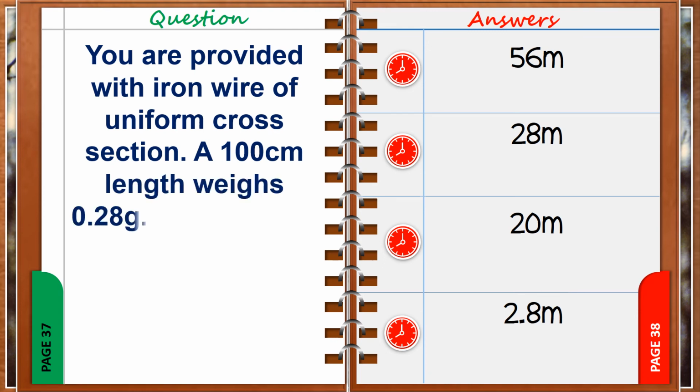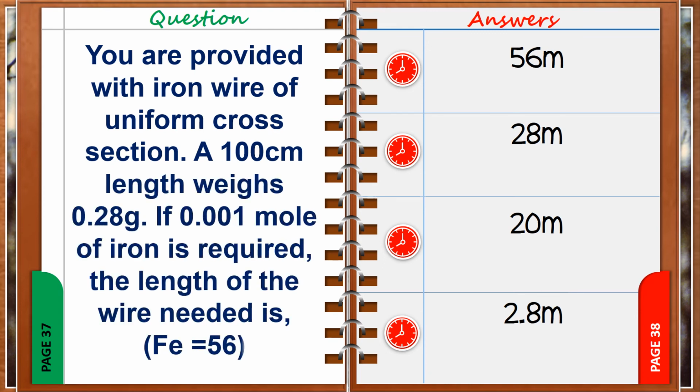You are provided with iron wire of uniform cross section, 100 centimeters length, weighs 0.28 grams. If 0.001 mole of iron is required, the length of the wire needed is, given that iron equals 56. (20 meters).